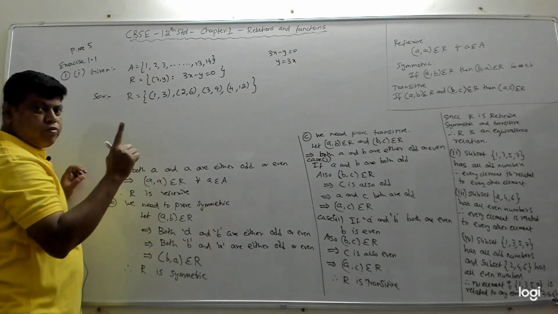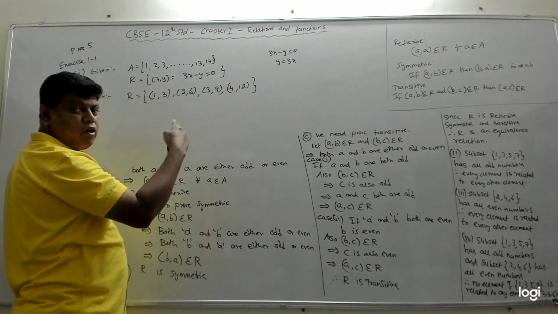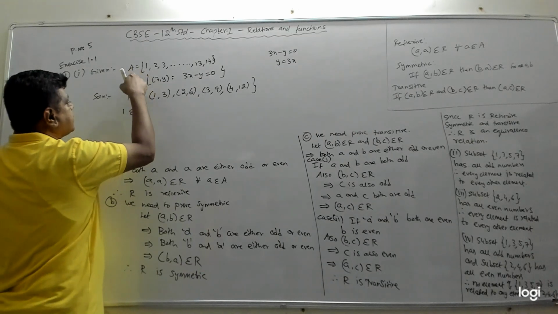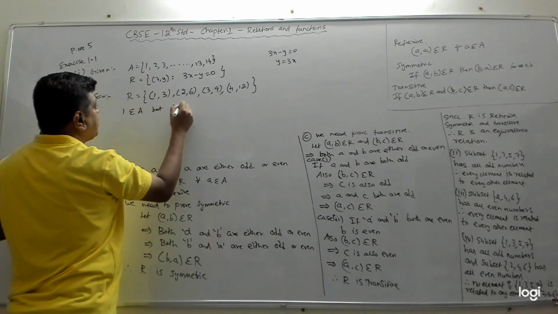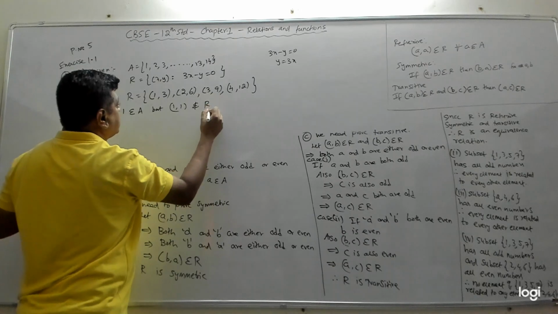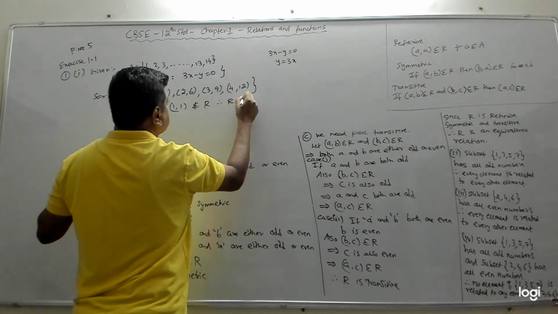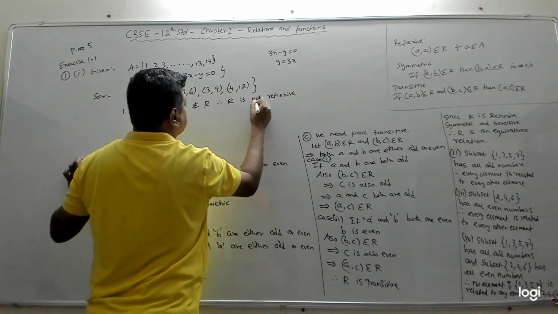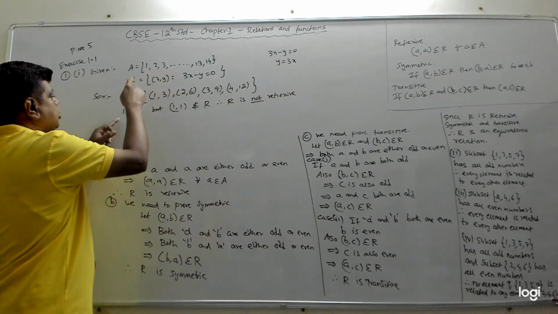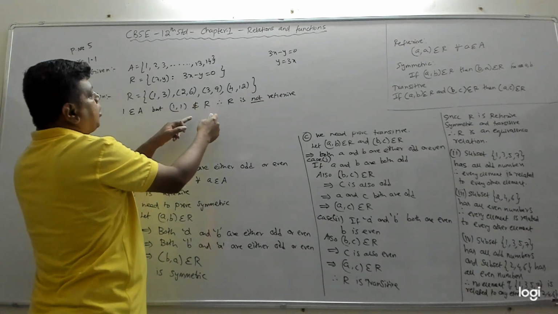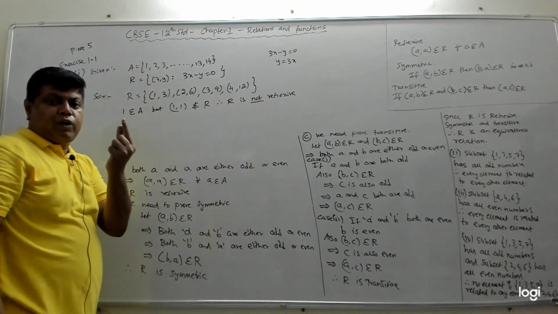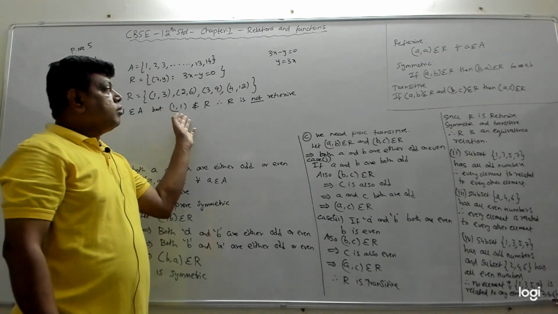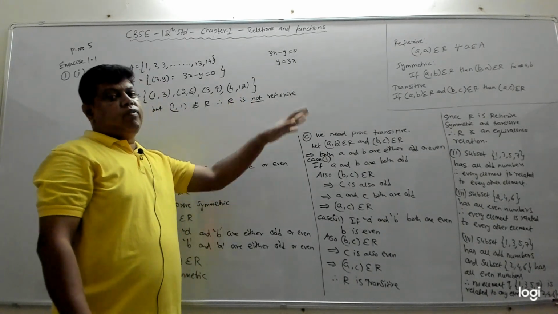But that doesn't matter. Even if you find one element which is not there, then we can say it is not reflexive. So we'll say 1 belongs to A, but 1 comma 1 does not belong to R. Therefore, R is not reflexive. You can even say 5 belongs to A, but 5 comma 5 does not belong to R, therefore R is not reflexive. Even if you take one element and show that it is failing, it is considered as the proof that R is not reflexive.